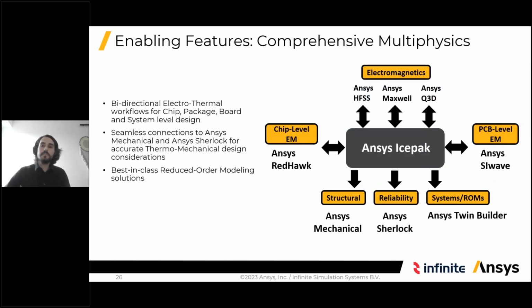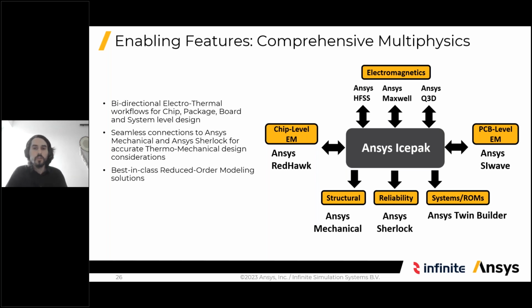Finally, let's briefly talk about the coupling of IcePack with other physics solvers. IcePack, while being a very powerful CFD solver, has a very good connection with other Ansys tools as well. It generates the thermal network on the chip level. It can import the electrical and ohmic losses from different electromagnetic simulation tools such as HFSS and SIwave. Once it generates the thermal maps, it can also send them to Ansys Mechanical or generate a reduced order model to be used with system tools such as Ansys Twin Builder, or even third-party network tools such as MATLAB or Simulink.